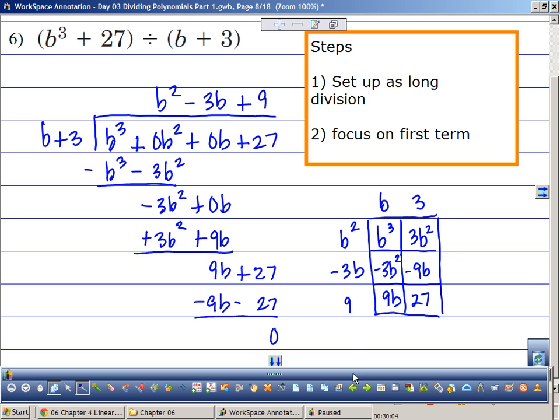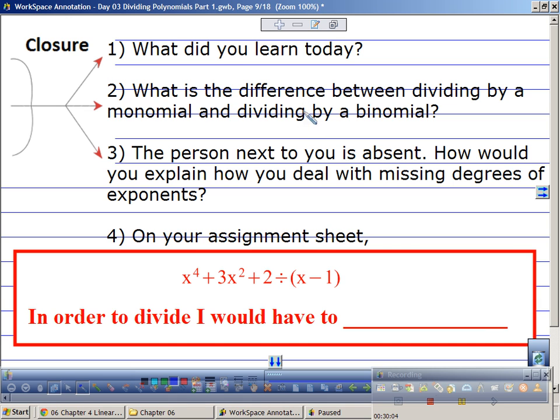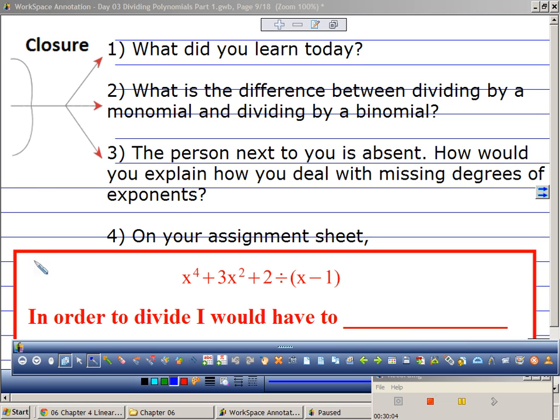Questions, anybody? You guys realize you don't need to do this, right? Okay, so what did you learn today? How to divide. How to divide polynomials. What's the difference between, you guys, I need you to not do that. Please stop. Okay, you guys, I'll just have you unpack everything. Please stop shuffling your papers.